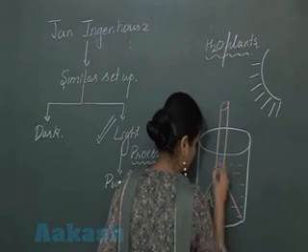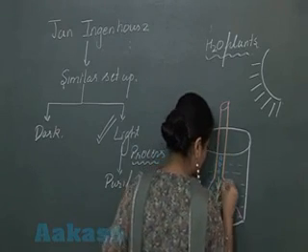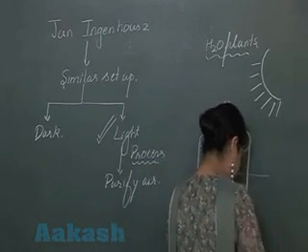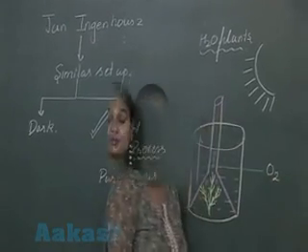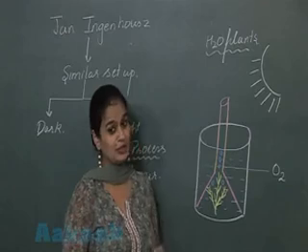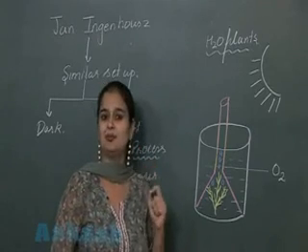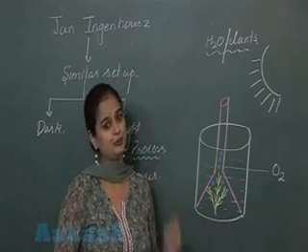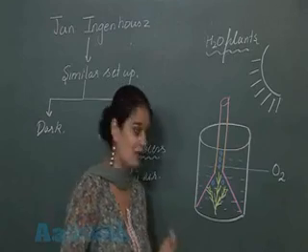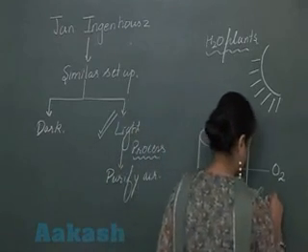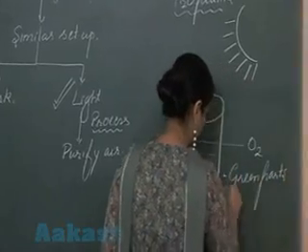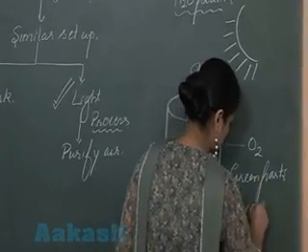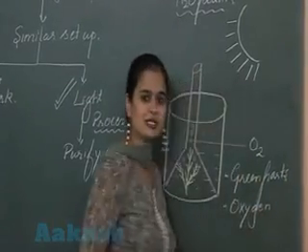Later on, these bubbles were tested, and the gas observed in the bubbles was oxygen. So through this experiment, what he concluded is that only green parts of the plant produce purified air, that is oxygen. So only green parts of plants have the ability to produce oxygen.